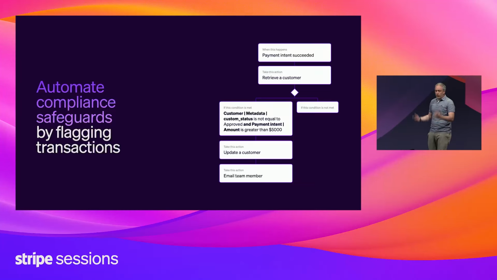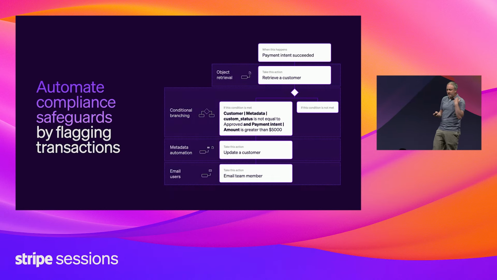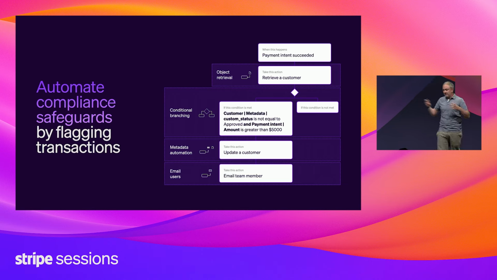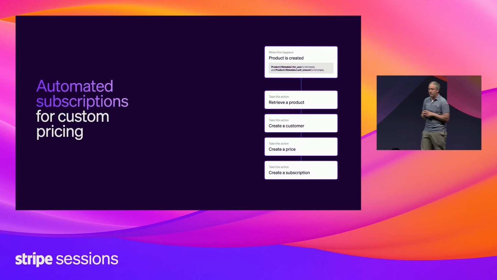Another example is to build workflows to automate compliance. There are certain industries like luxury goods or gaming or crypto that face more strict compliance requirements. And businesses might need to flag larger transactions from newer customers. There are also higher risk regions that need to do this. So here's a workflow that triggers on a successful payment intent, retrieves the customer object, does some conditional branching to use the metadata to check if it's a new customer and the actual amount of that transaction, and then adds or edits some metadata to that customer object, and then sends this on for review to an administrator.